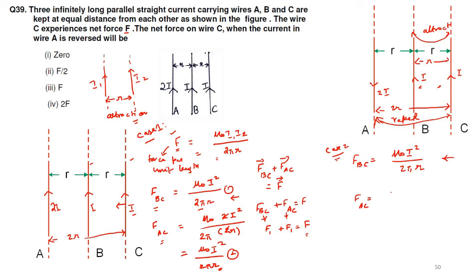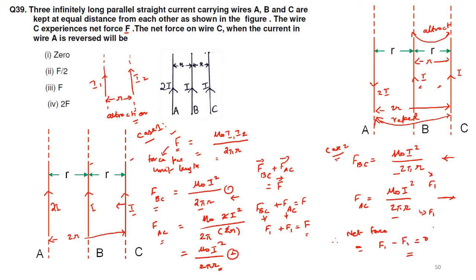Same thing, mu naught I squared by 2 pi R, but this time there is a force of repulsion, so C will try to go away. So this force is like this, but they are numerically equal, mu naught I squared by 2 pi R. Therefore net force is null. You will have to subtract. We just took this as F1 for simplicity's sake. This also is F1, so net force would be F1 minus F1, which is 0.